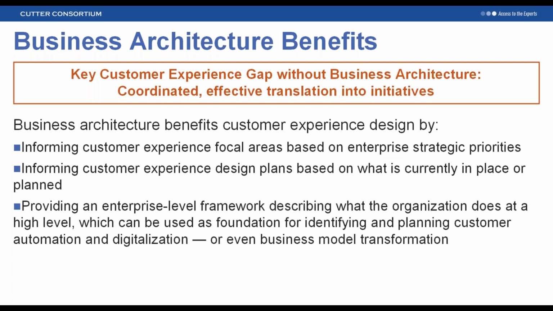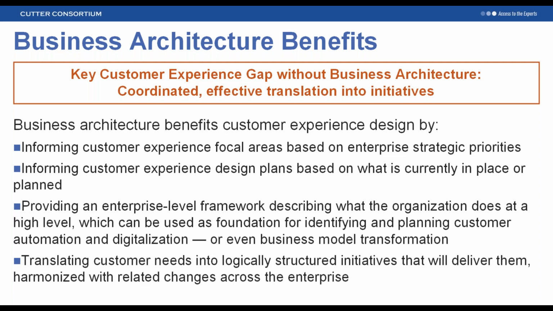Business architecture also provides an enterprise level framework to describe what the organization does at a high level. It's a shared blueprint, a shared mental model of what we do, and that can be used as a framework to identify and plan things like customer automation and digitalization, or even business model transformation. Without the business architecture, it becomes very difficult to say, what are we doing today and how does it need to change? It's almost like we have to step back and do a bit of archaeology to be able to have those conversations.